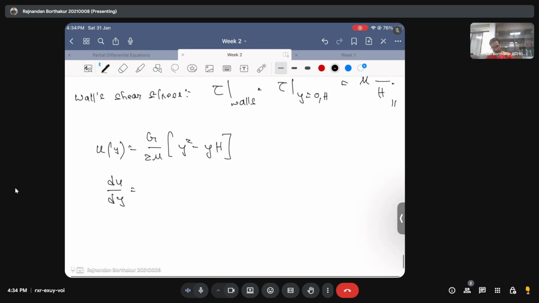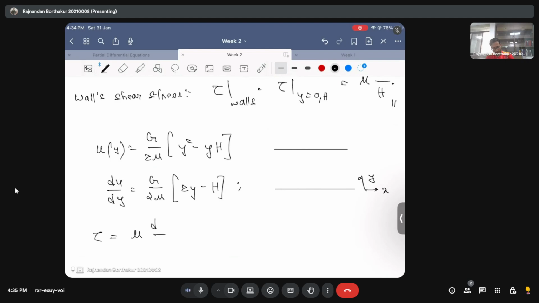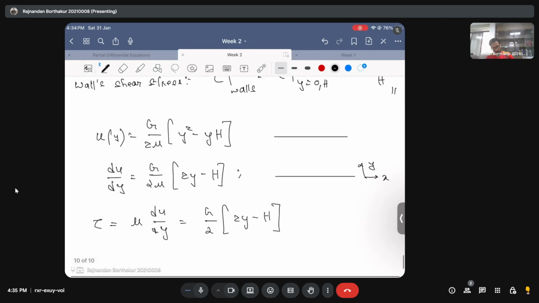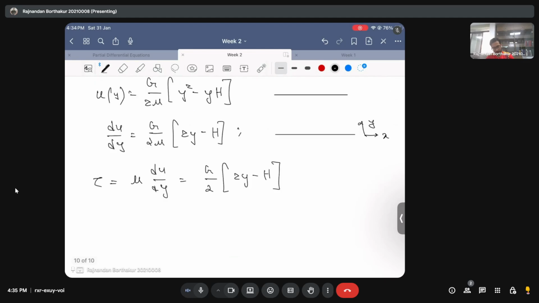So then this becomes G by 2 mu times (2y minus h). And remember we use the coordinates like here, so your x is here and your y is here. So your stress becomes, first of all, mu times du by dy. So then it becomes G by 2 times (2y minus h). Okay. Then your wall shear stress is at y equal to 0 and at y equal to h.